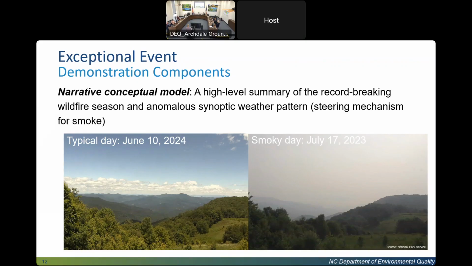This is taken from Purchase Knob, looking northeast. On the right is a very smoky day. You can obviously see the haze. This is from July 17th, 2023. And then we compared that to a typical day. So on the left side, that's from June 10th of last year.